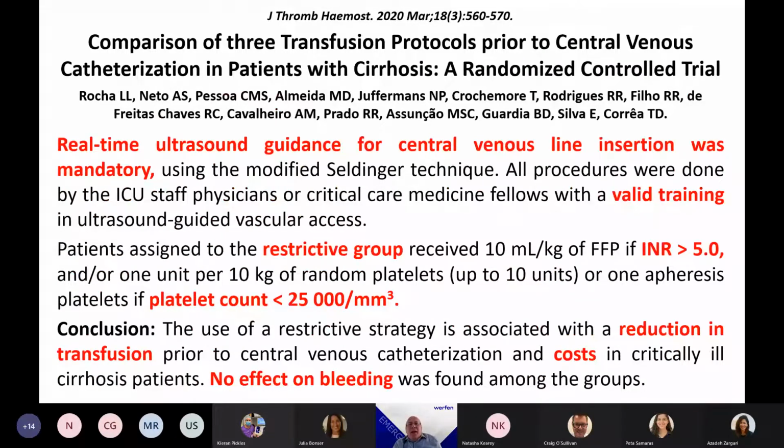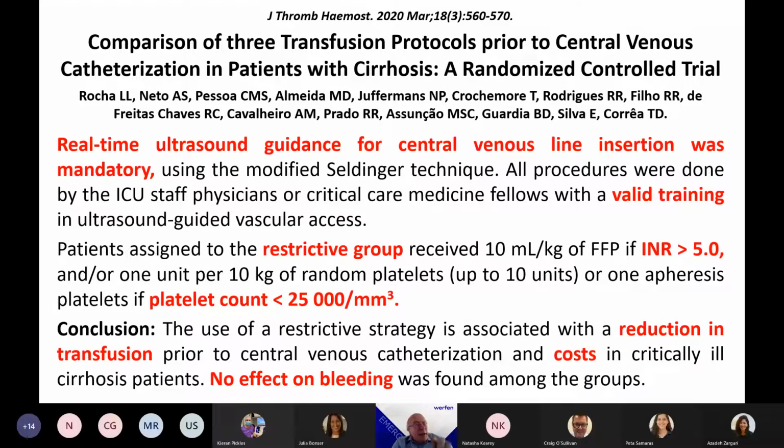There's also a quite interesting randomized study from Brazil, because in this study, they were comparing 3 different concepts in patients who need an invasive intervention, for example, to put in a central venous line. And the concepts were to use standard coagulation tests, to use ROTEM or viscoelastic testing.